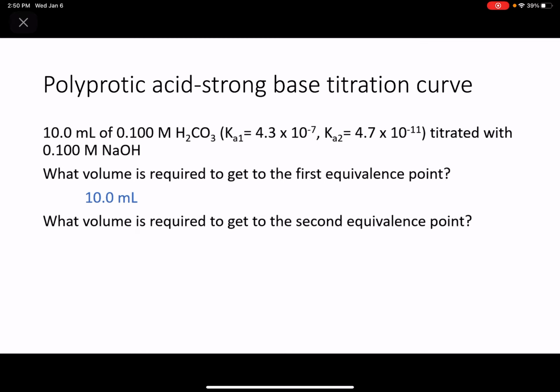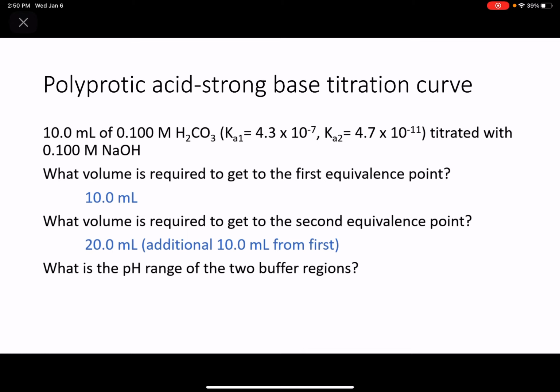So then what volume would be required to get to the second equivalence point? Now, it depends on how you frame this, but now we have to get rid of 2 protons to get to the second equivalence point. So it would be 20 milliliters, or basically an additional 10 milliliters past the first. So we get 10 milliliters to get to HCO3 minus, and then 10 more milliliters for a total of 20 to get to CO3 2 minus. And that's what we would have at that equivalence point.